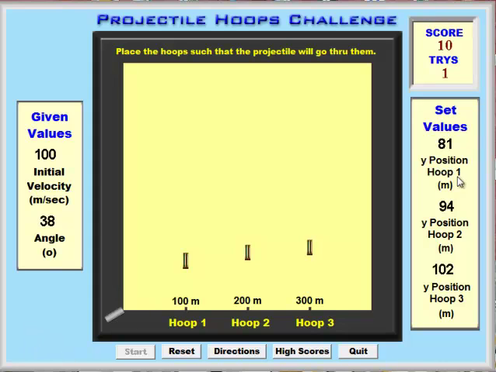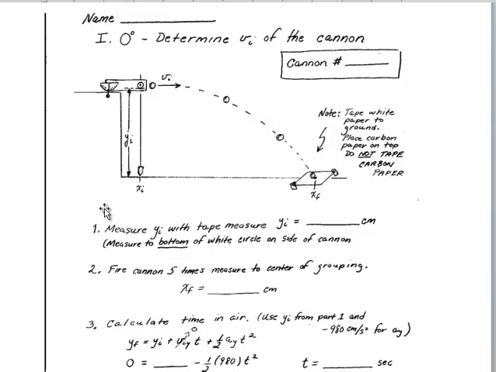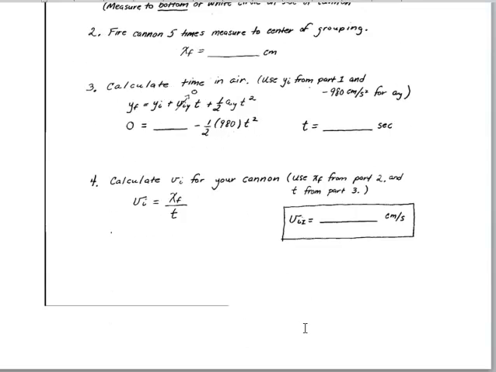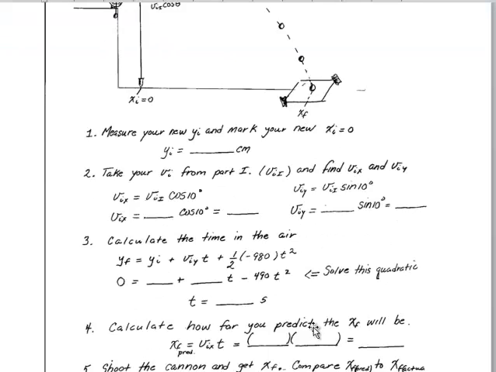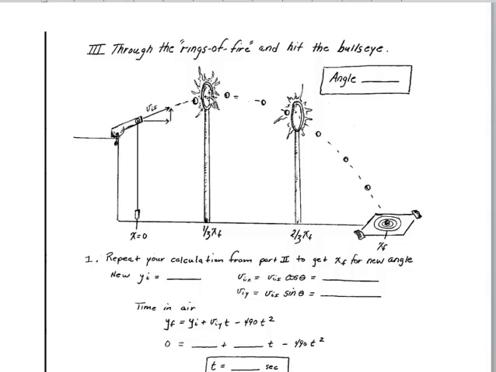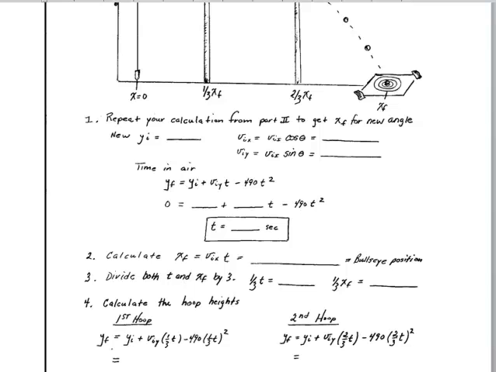Along with the application, there's also a set of two labs. One is a fill-in step-by-step where students shoot a projectile and try to hit a spot, and hit a spot at an angle, and finally be able to shoot a projectile through a number of hoops.